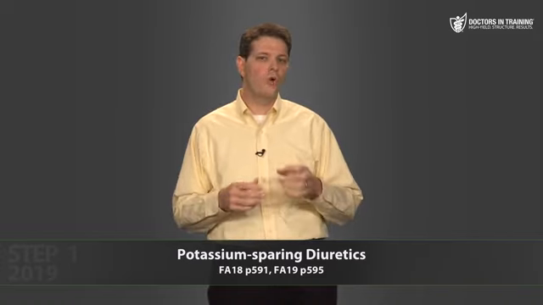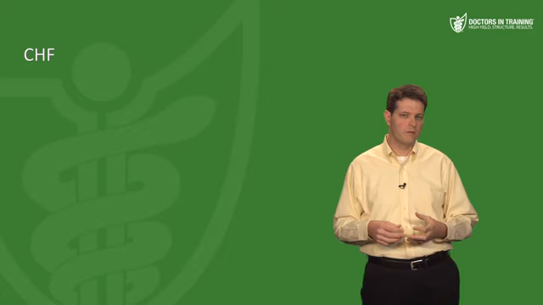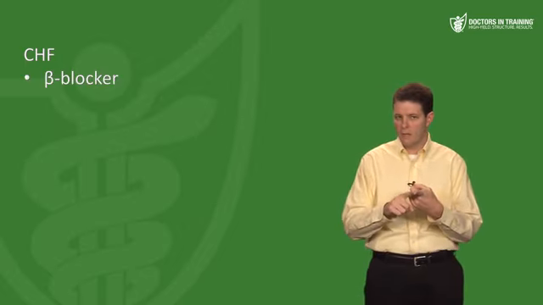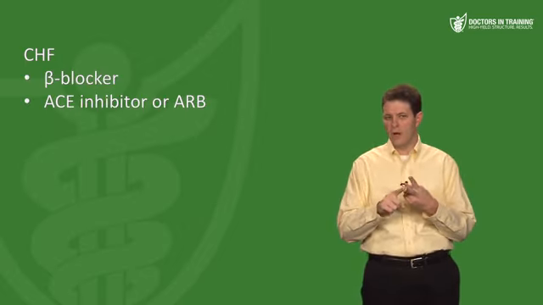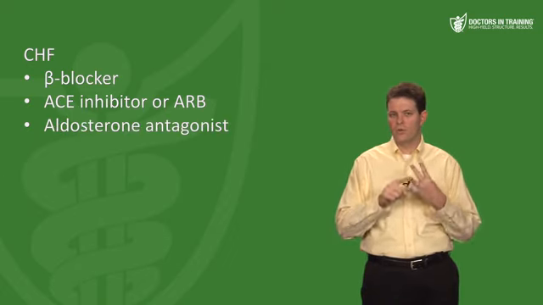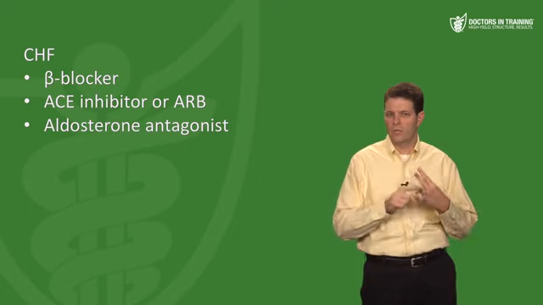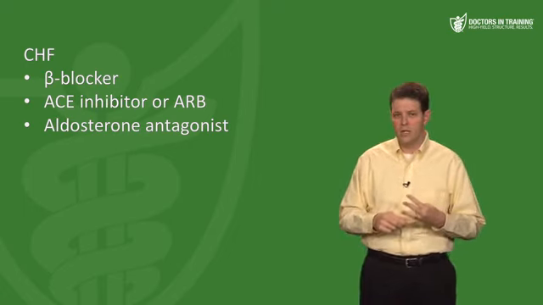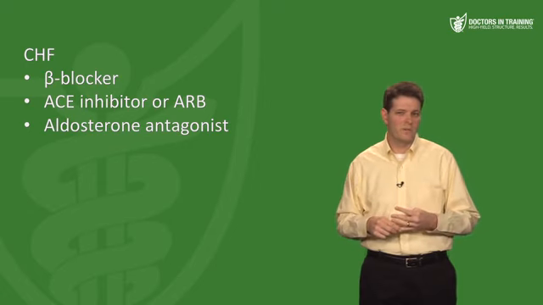So we can use these in low doses in patients with CHF. We said that the patient with CHF needs to be on several different drugs. They need to be on a specific beta blocker, they need to be on an ACE inhibitor or an ARB, and they need to be on one of these aldosterone antagonists. So those are the drugs that have been proven to increase survival and reduce mortality in CHF patients. And then if that patient's having fluid retention, they most likely need to be on a stronger diuretic as well.